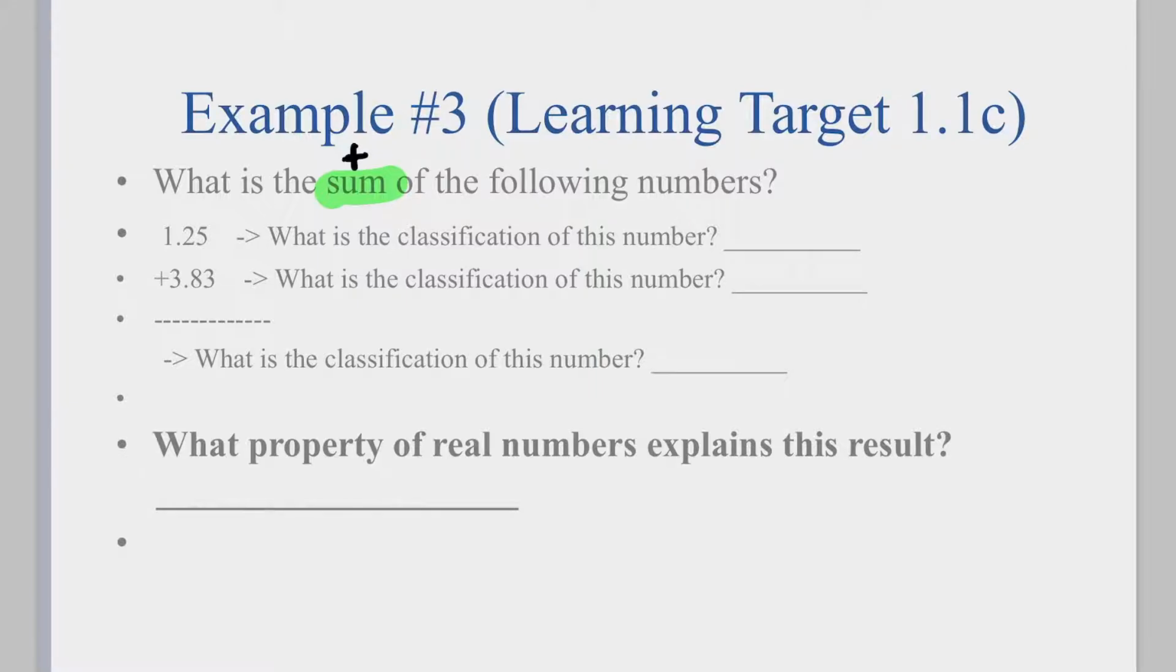So let's take a look at the first number that we will be adding, and that is 1.25. Well, it has a decimal, so we can immediately narrow the classification into one of two sets. It's either going to be a rational number or an irrational number, because those are the only sets that include decimals. The question then is, does 1.25 repeat or terminate? In this case, it terminates. So that leads us to conclude that 1.25 is a rational number.